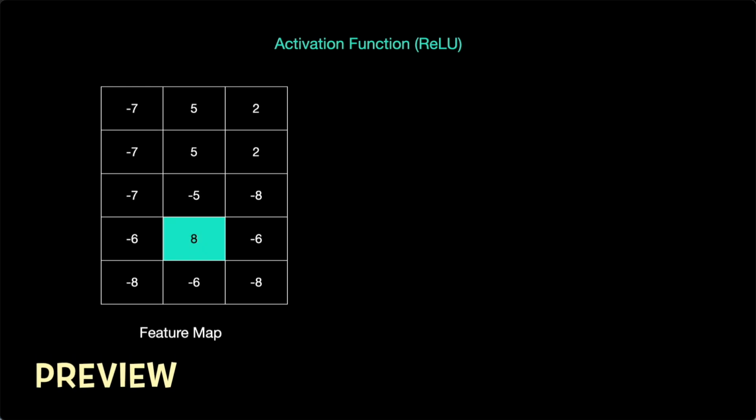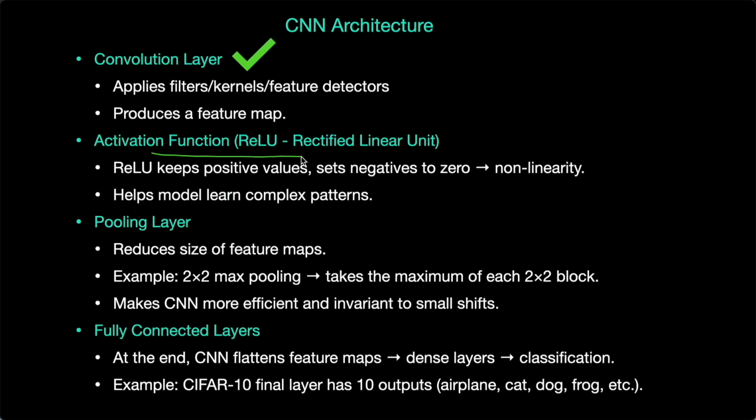Now let's apply activation function ReLU on this. So wherever we have negative value, that will become 0. After convolution, we apply activation function. Most commonly, ReLU stands for Rectified Linear Unit. ReLU simply replaces all negative values with 0. So this adds the non-linearity so CNN can learn more complex shapes and patterns.